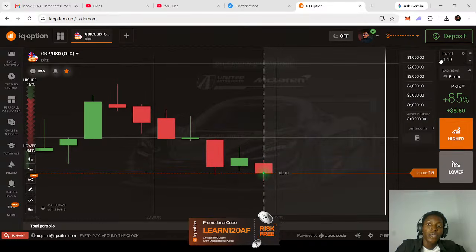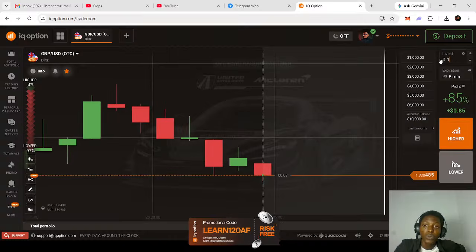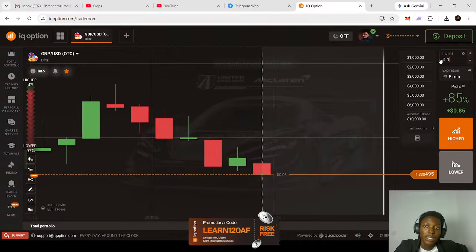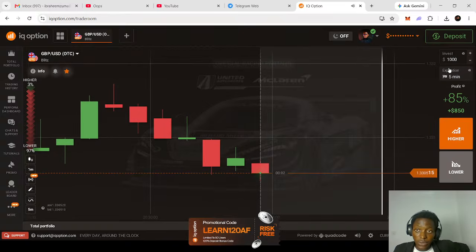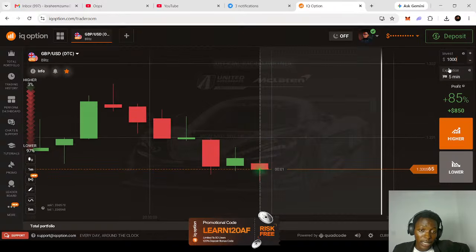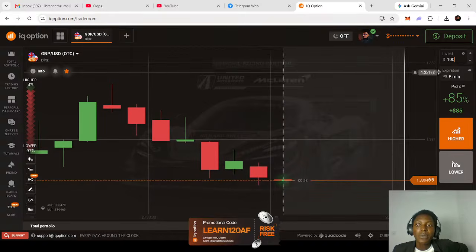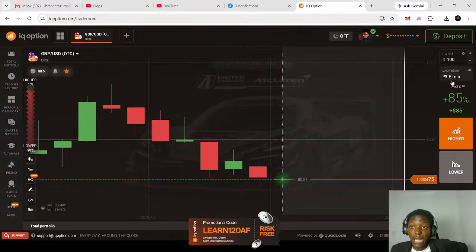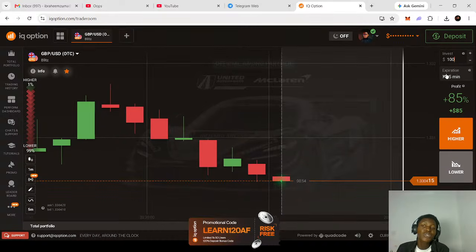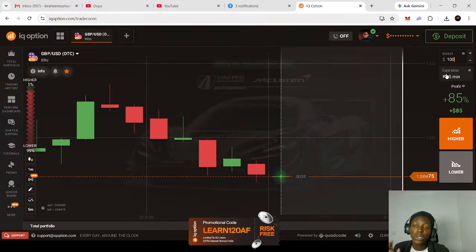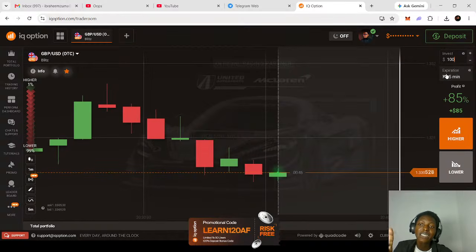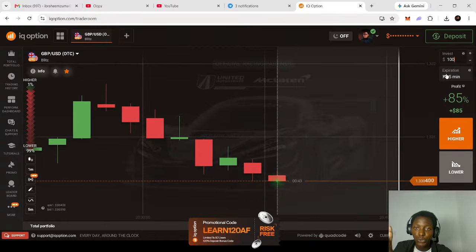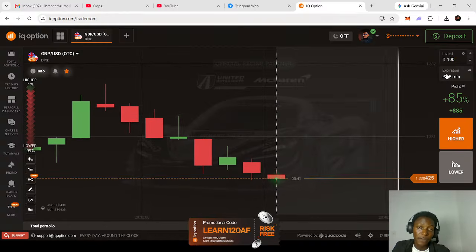If you have a $100 balance and you are trading with $1, you can just select $1. If you are trading with $100, you can select $100. If $1,000, you can select $1,000. So let's say we're going to be trading with $100. So now you have a $100 position, and what this means is that for every single entry you have, you will be placing $100 per trade. So that is the difference.